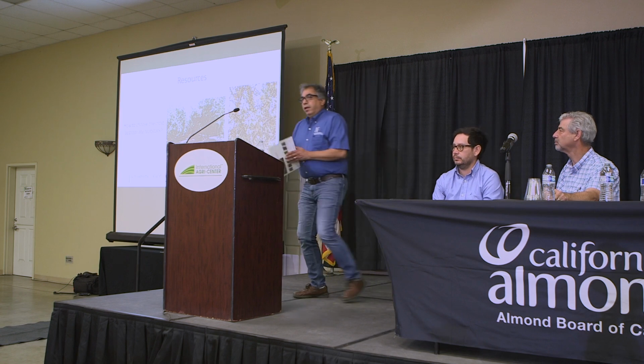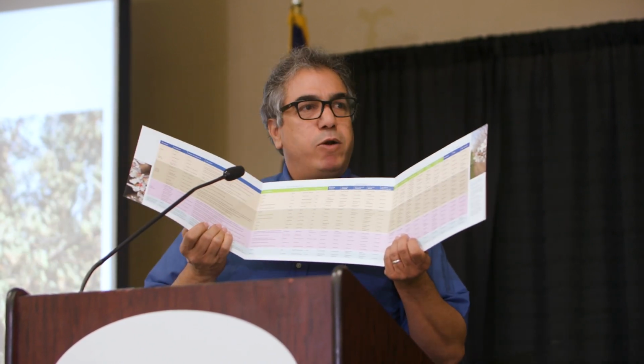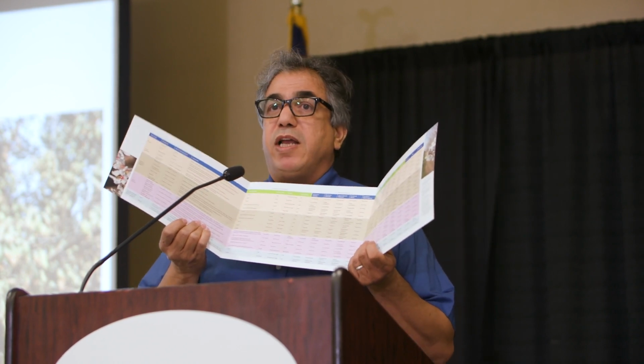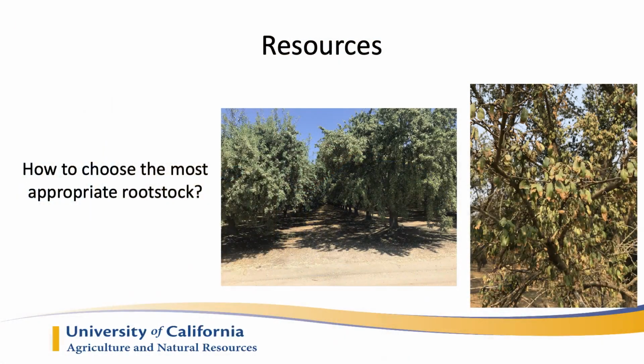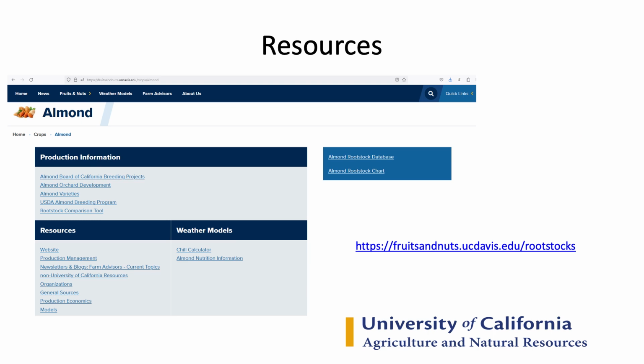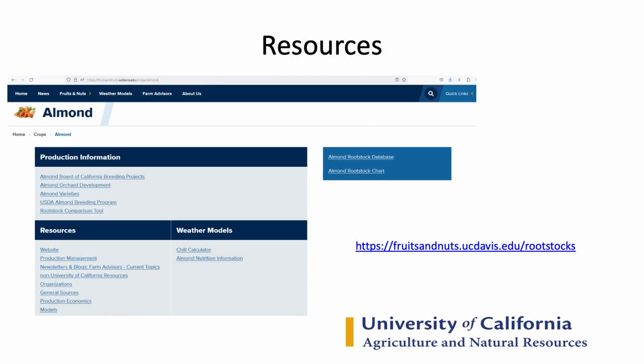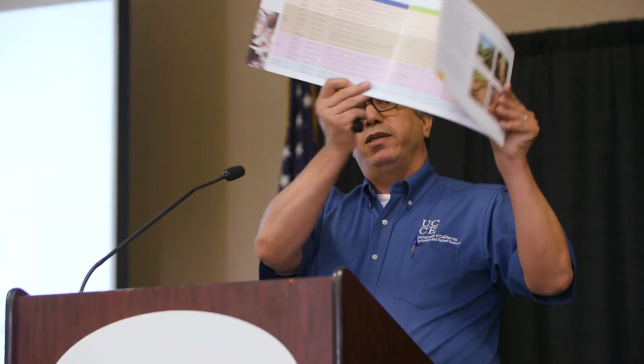And the resource is a trifold publication in collaboration with the Almond Board and the University of California, Davis Nuts and Fruits Center. So to know exactly the most important or the most beneficial rootstock that fits your conditions, you can find this resource also online. So there is some of it on that table, and you can digitally access it. You go to the Fruits and Nuts Center at UC Davis. You go under Almond. Here to the right, you will see Almond Rootstock Database or the Almond Rootstock Chart, which is this one.